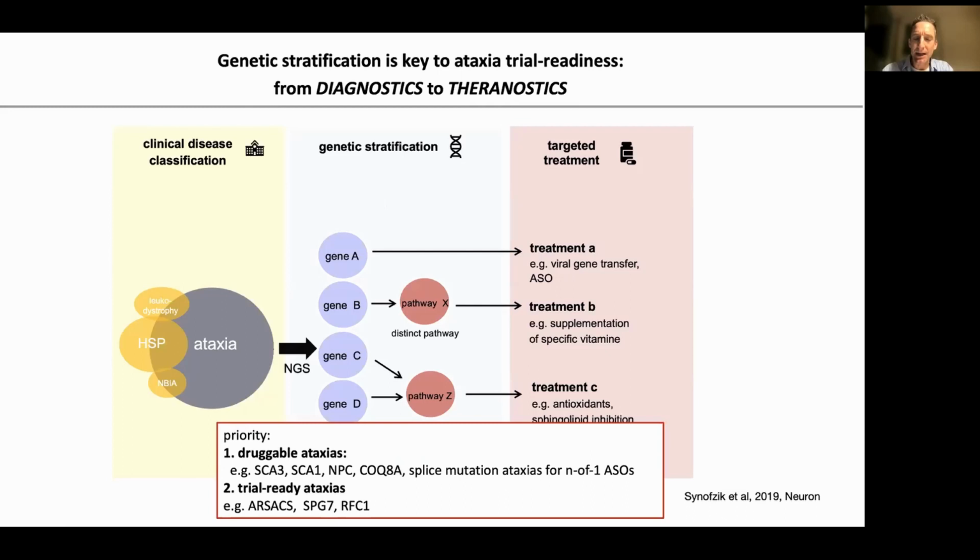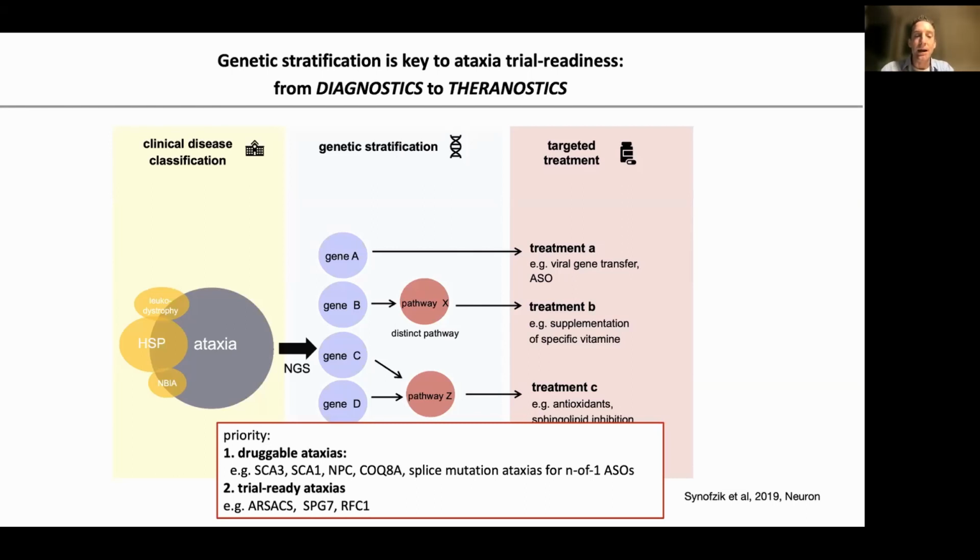And just to give you some examples of the druggable ataxias, we are going to see a SCAR3 trial already later this year. A SCAR1 trial is probably going to come in the next 1 to 2 years. Niemann-Pick type C is already a treatable ataxia. COQ8A, which is ADCK3, is also already a treatable ataxia. For ataxias caused by splice mutations, we're going to develop ASOs even on an N of 1 level. So this just shows you that by doing genetics, you're not just doing diagnostics, but you're getting patients ready for trial.